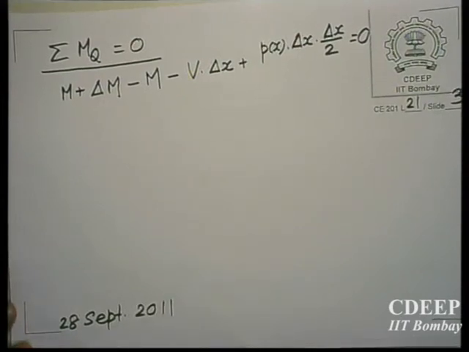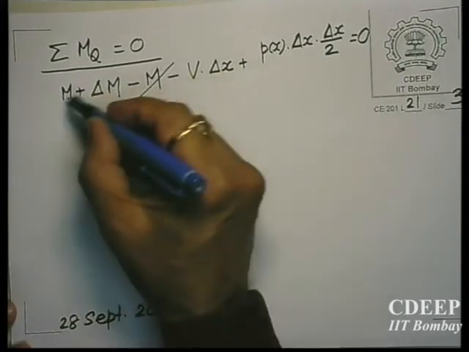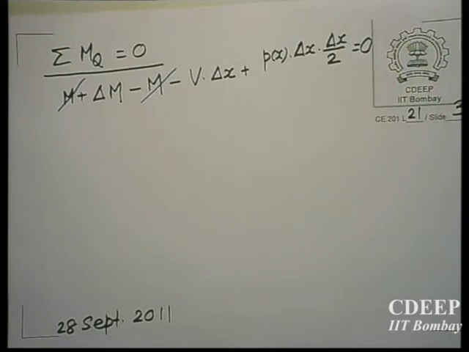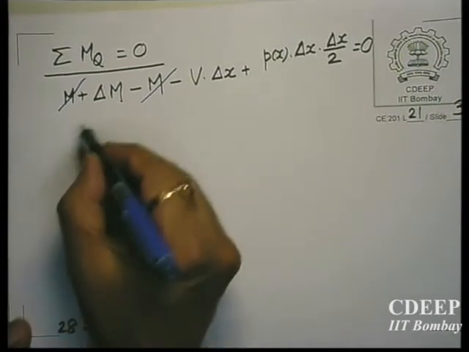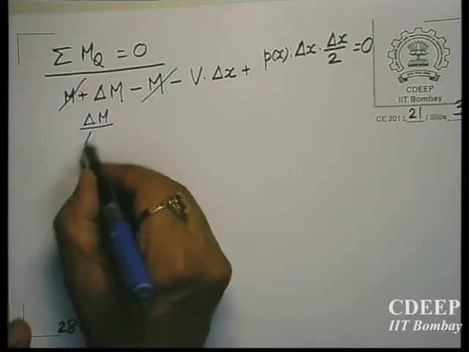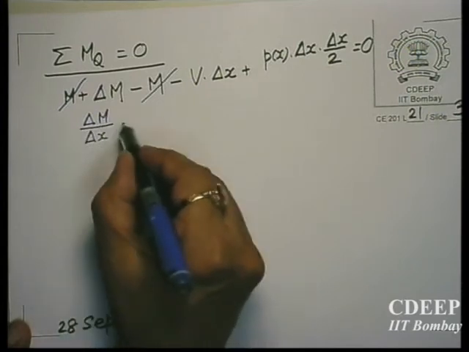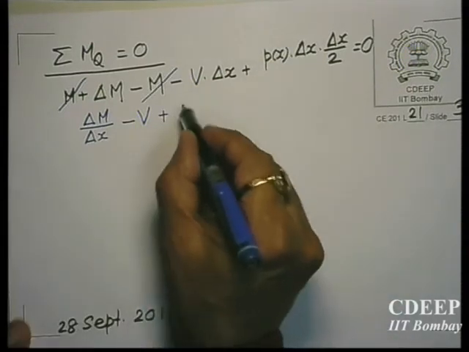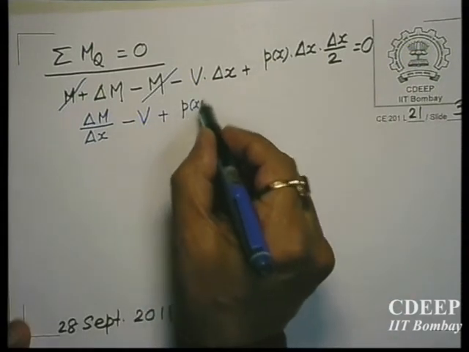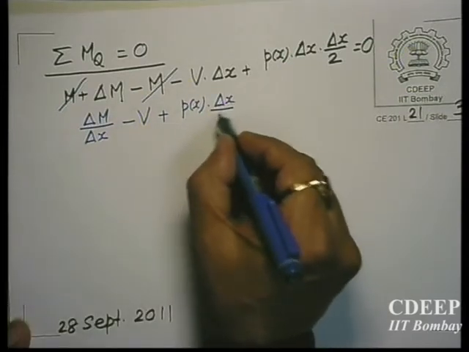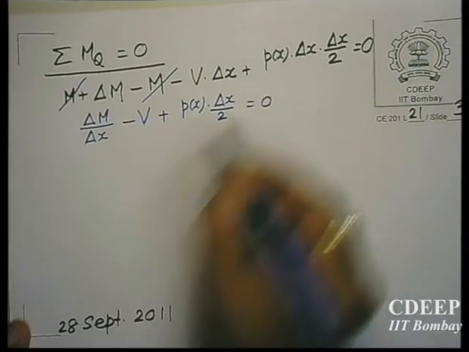Okay. So, then this m and this m, let us divide throughout by dx. So, you get dm by dx minus V plus P into dx by 2 equal to 0.